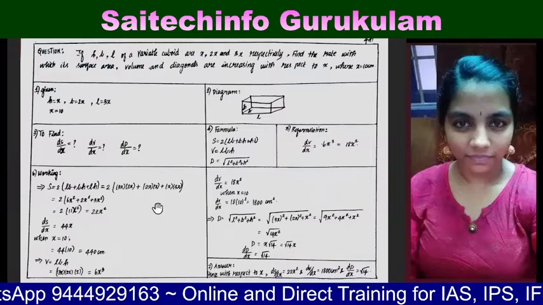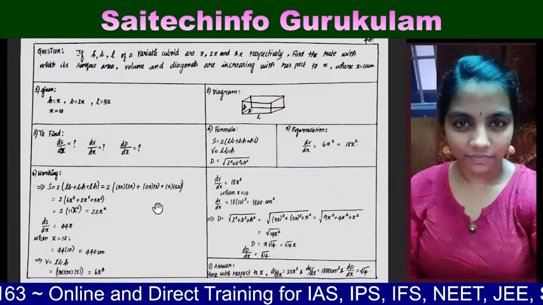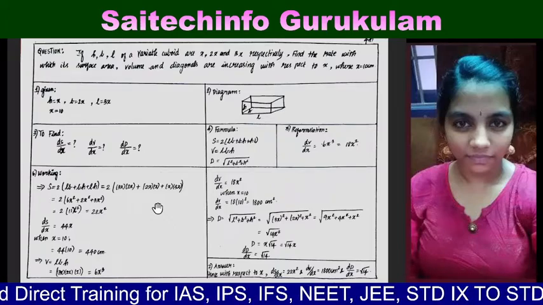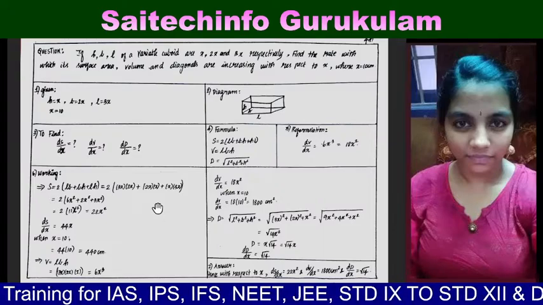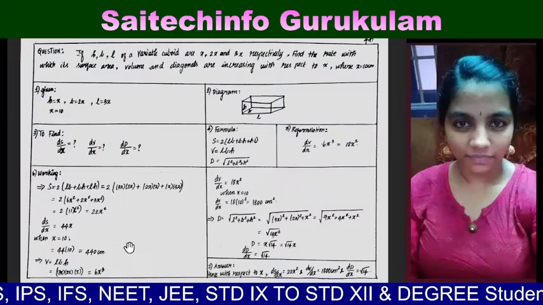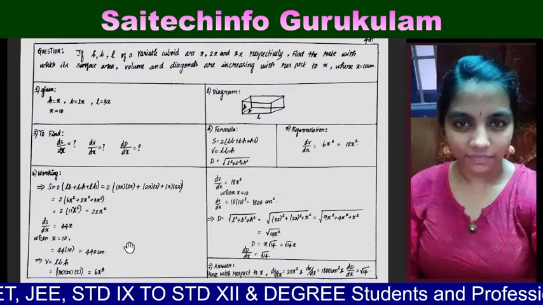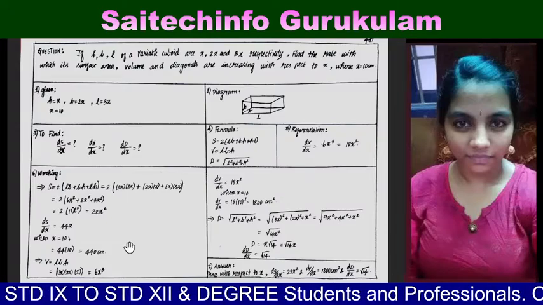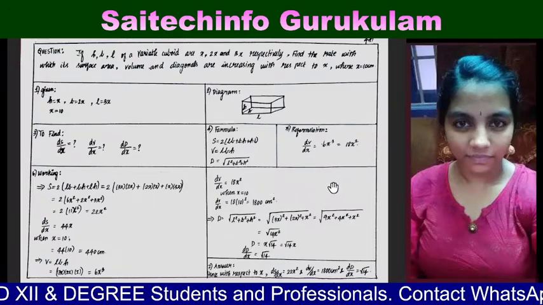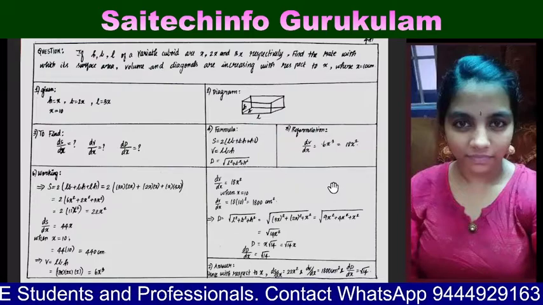So for working, I am first doing the surface area. S is equal to 2 into LB plus BH plus LH. So I am substituting the values of L, B and H and on further simplification I got 2 into 11x square, which is equal to 22x square. So I am going to differentiate this. ds by dx is equal to 44x. So I know the value of x equal to 10, which is given in the question. So I am going to substitute 10 in the place of x, so that 44 into 10 is equal to 440 centimeter.